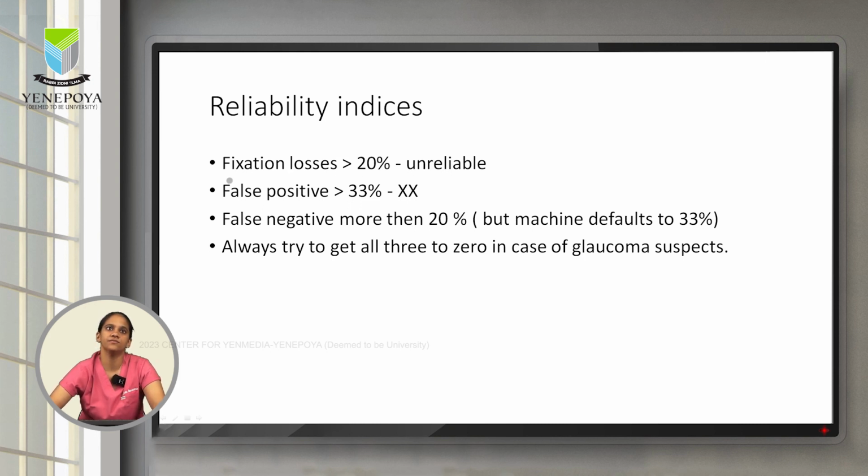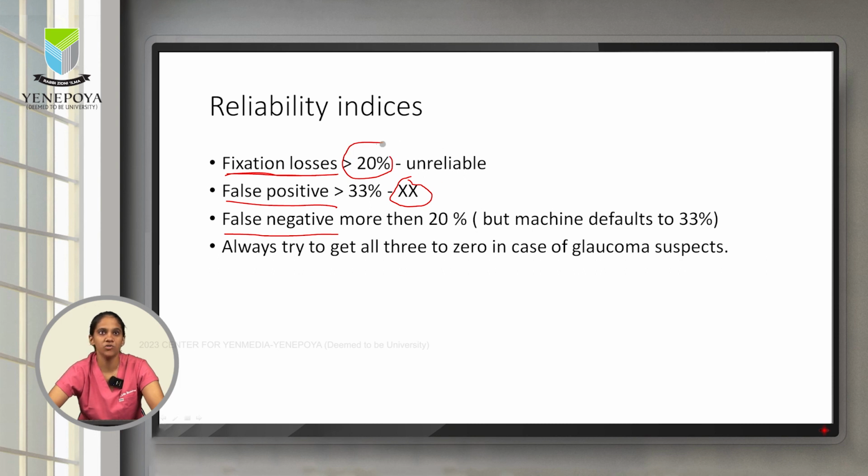So, these are the first things after patient data that you will be checking in a patient before you start interpreting your perimetry. This is something that we are all happy to see, right? Because the rest of the perimetry we don't have to interpret. We can just say, okay, not reliable, we will repeat the test next time. Okay, we will see what these mean. So, fixation losses more than 20%.